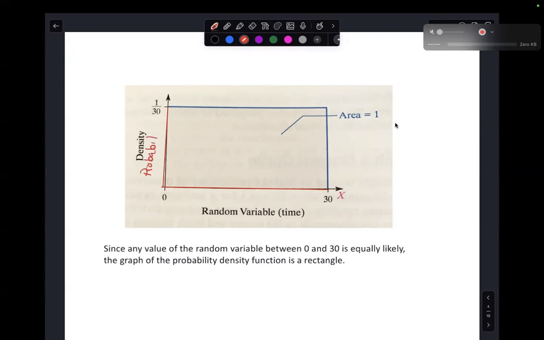So there's a 1/30th chance of him being any of these minutes. There's a 1/30th chance of him being 1 minute, a 1/30th chance of him being 15 minutes. Each time has a 1/30th chance. So in order to have an area of 1, 30 times 1/30 equals 1. So there we go, this is our rectangle. This is a uniform probability distribution.